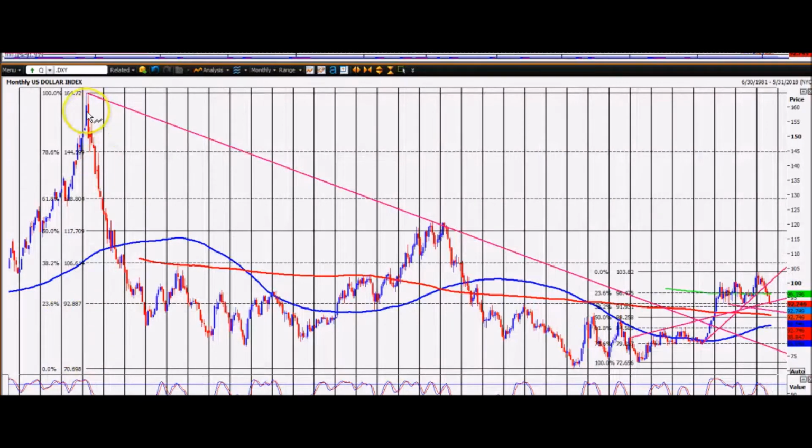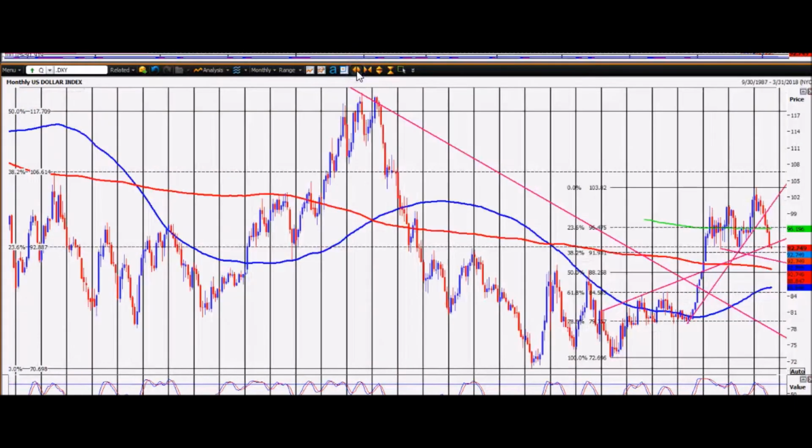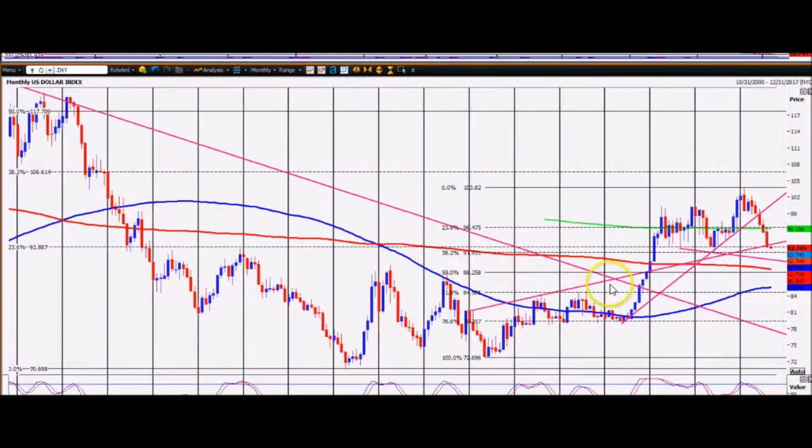Right, I've taken my fibs here all the way back to 1985, so I'm really going back a long way. We broke above the 23.6% fib at 92.88. That was back in the beginning of 2015, and since then we managed to hold quite nicely above here. Remember where you've seen that 23.6% at 92.88. Okay, now I'm going to expand right out again on this monthly chart and show you why it's relevant. So it has acted as good support.